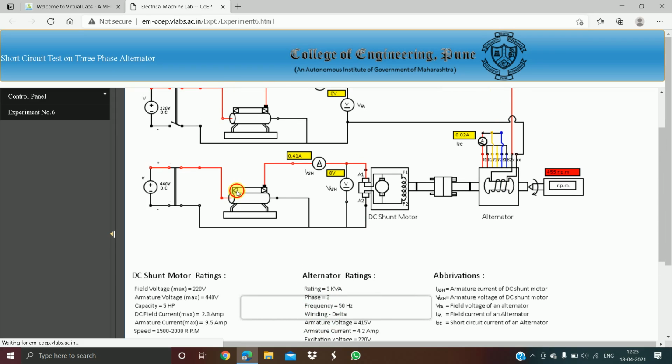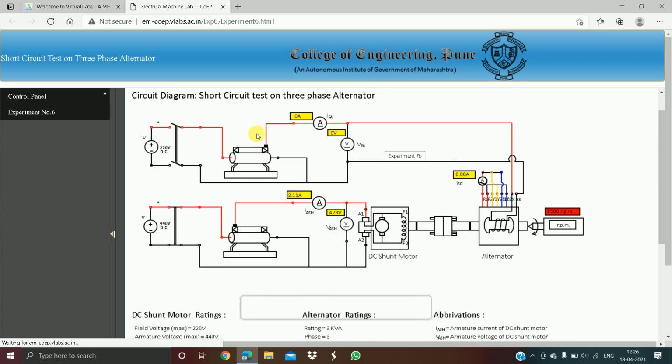We are going to increase the alternator speed. You can see the speedometer reads the alternator speed. We have to set it to 1500 rpm. Now we have set the rated rpm of the alternator.